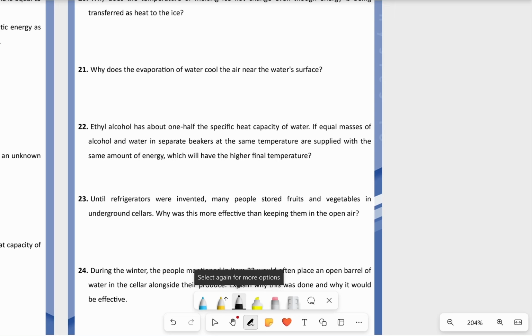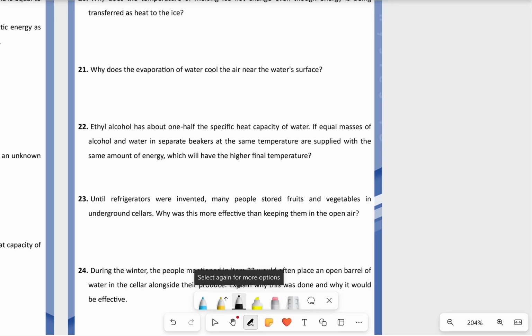Question 22. Ethyl alcohol has about 1/2 the specific heat capacity of water. If equal masses of alcohol and water in separate beakers at the same temperature are supplied with the same amount of energy, which one will have the higher final temperature? Remember, specific heat capacity was the energy needed to change the temperature of a substance. The higher the specific heat capacity, the harder for the object to be heated, or the harder it gets to change the temperature of the object.